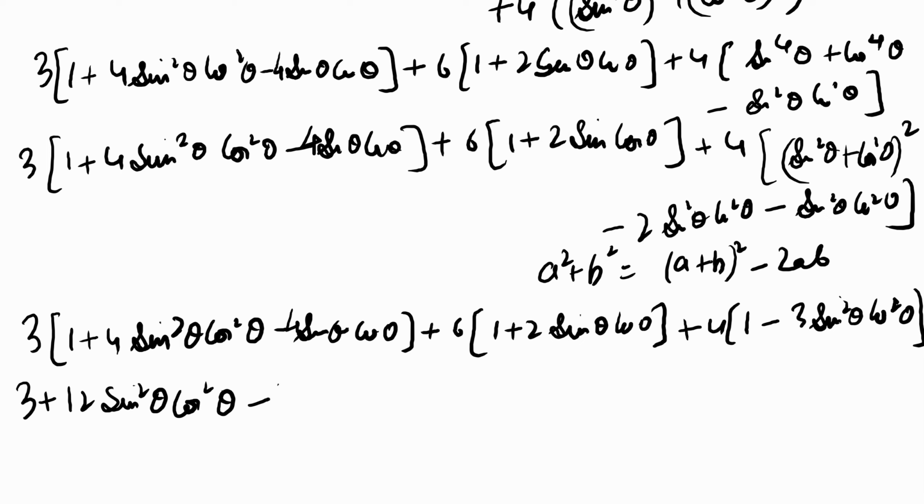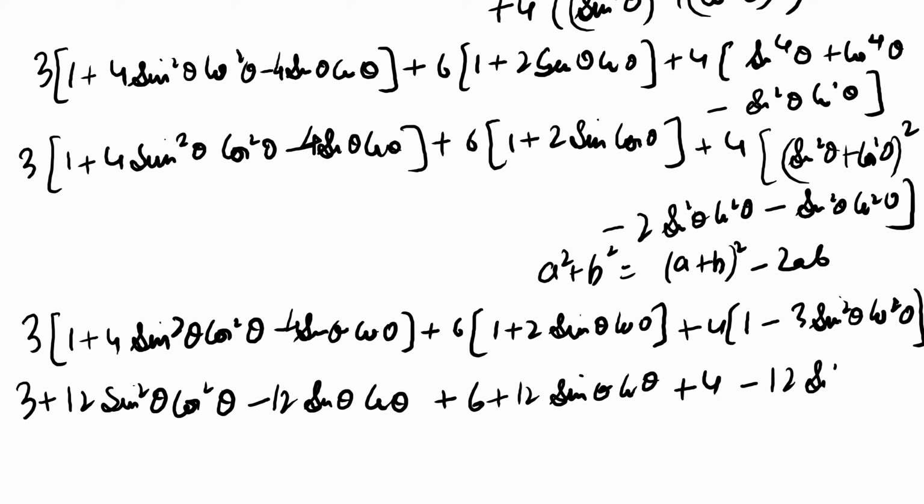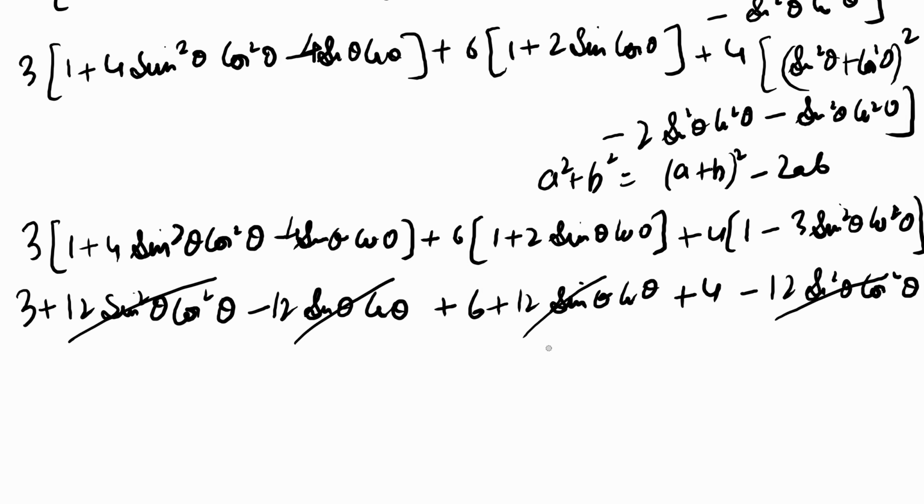This will become minus 12 sin theta cos theta plus 6 plus 12 sin theta cos theta plus 4 minus 12 sin square theta cos square theta. Now we can see that 12 sin square theta cos square theta and minus 12 sin square theta cos square theta, minus 12 sin theta cos theta and 12 sin theta cos theta, all will cancel out and we will be left with 6 plus 3 plus 4, and this will be equal to 13.